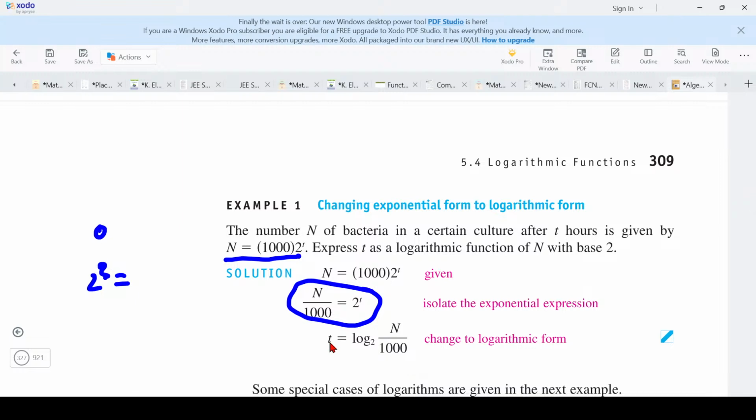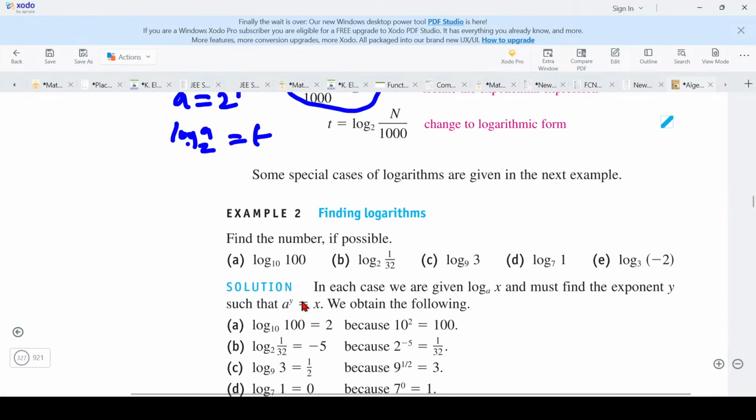That's it. So basically what we are saying, this n by 1000 is a. A equals 2 power t. Let's say log a to the base 2 equals t. That's it. Okay. Now that we have understood.